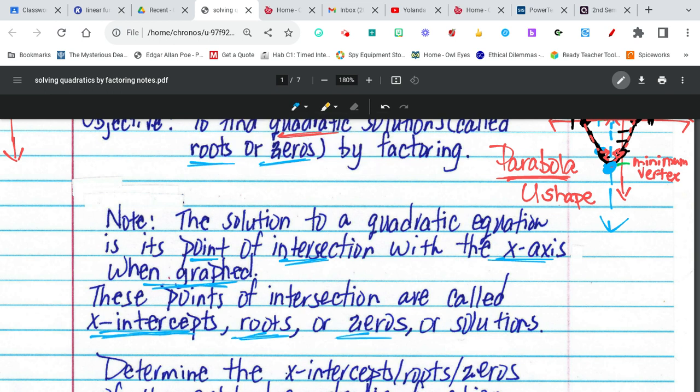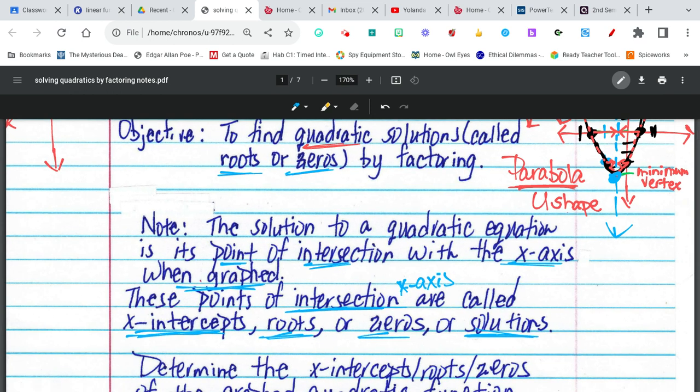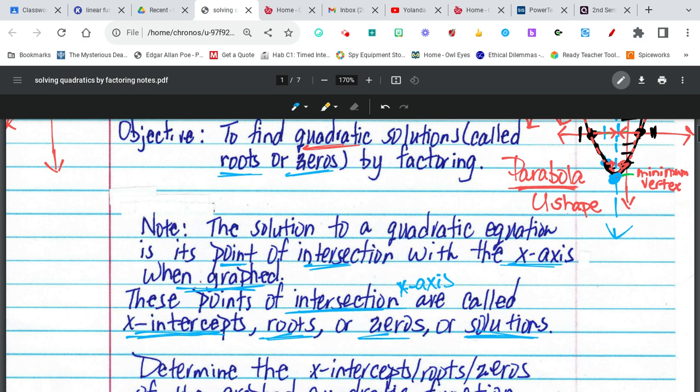They're called roots, zeros, or solutions. All of them mean the same thing. All of them mean where the graph intersects the x-axis. That's all that means. If I say, what are my roots or what are my zeros of the quadratic function, I just want to know where it intersects the x-axis if I graph it.